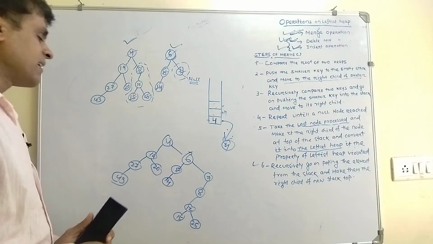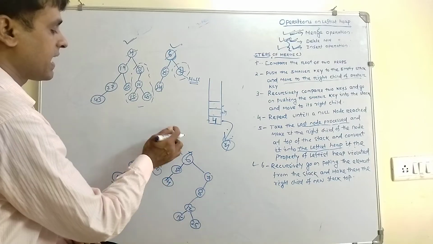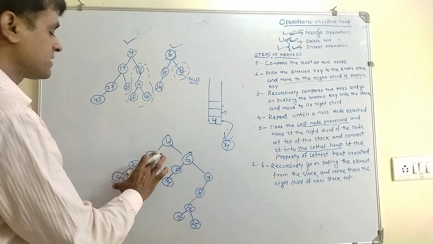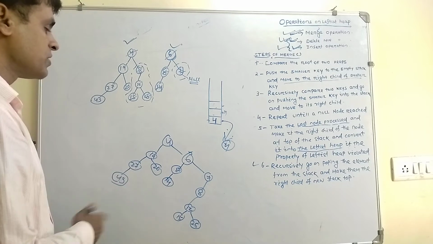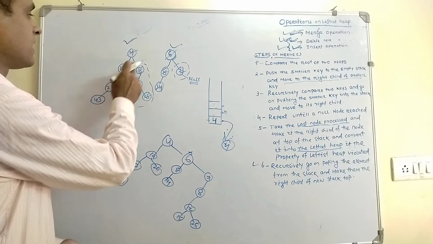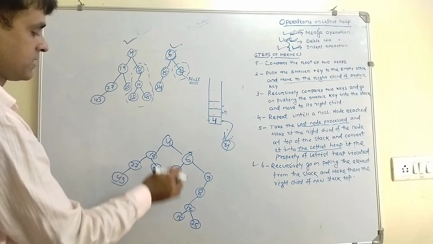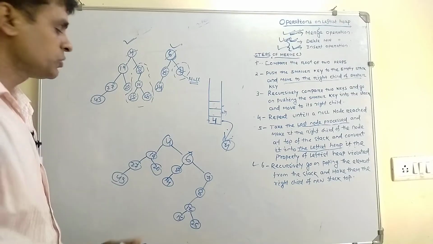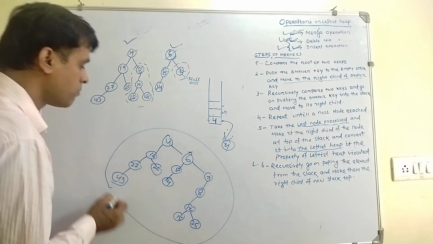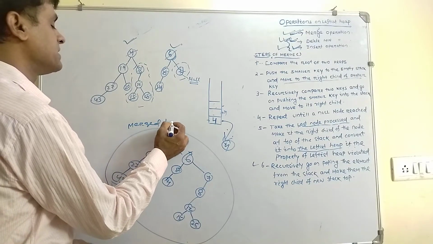Is the leftist heap property violated? No, it is not violated at all, because on this side the rank is 2 and on this side 3, so it is heavier. Everywhere it is heavier, so it is not violated. So I hope all the nodes are satisfied. So this is my final merged leftist tree.